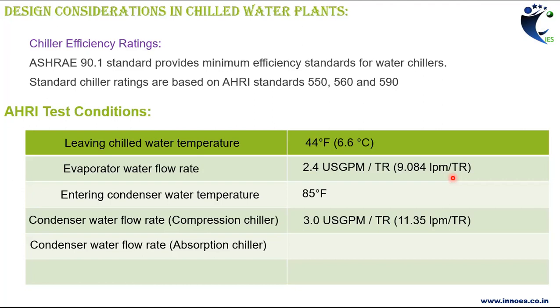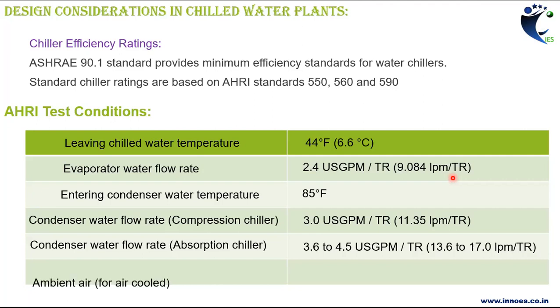Mostly, this absorption system will come in paper mills, that kind of industries. Okay, so we are not going to propose any boiler and all. If boiler steam is available, then we are going with an absorption chiller. So if you are going to select the absorption chiller, then the condenser water flow rate is 3.6 to 4.5 GPM per TR, 13.6 to 17 liters per minute per TR. So this much is required for the vapor absorption refrigeration system.